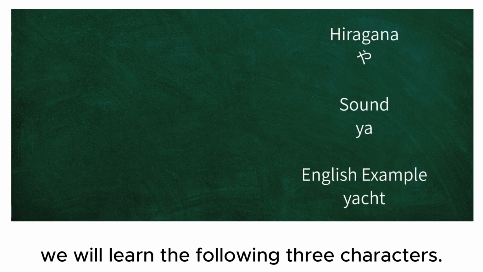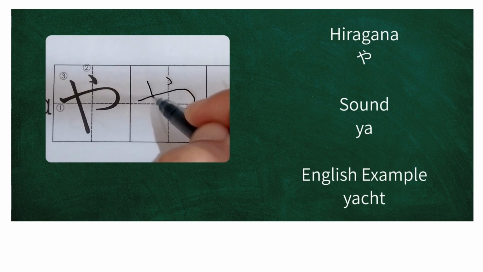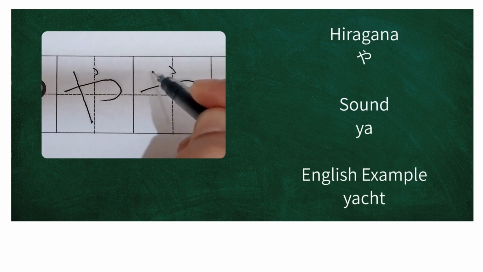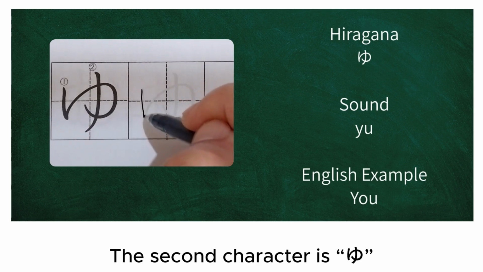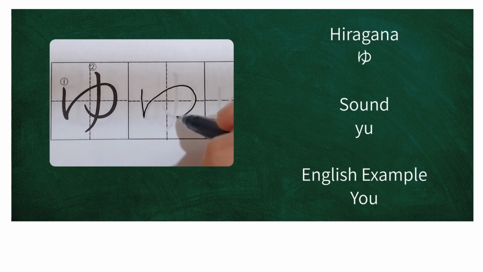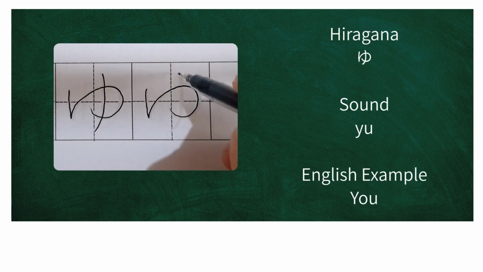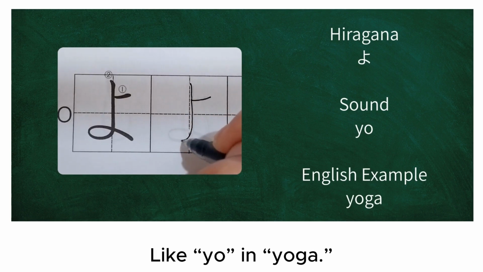Next, we will learn the following 3 characters. The first character is ya, like ya in ya. The second character is you, like you. The third character is yo, like yo in yoga.